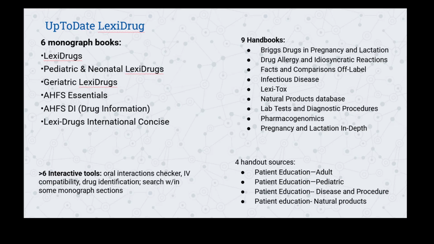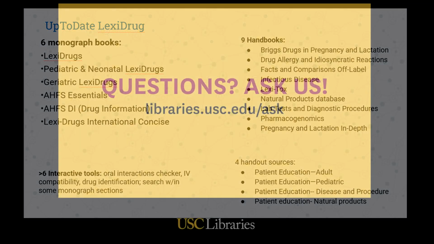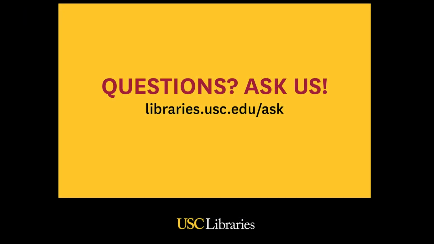Understanding the differences between information provided in a single compendia and its interactive tools, monograph books, handbooks, and patient education content in order to select an appropriate source for a specific question is a goal of pharmacy education. The easiest way to understand and differentiate between the sources in UpToDate Lexidrug is to try using them to answer drug questions and compare the length, depth, and language used in the sources you find. If you have further questions on accessing or using UpToDate Lexidrug, contact the USC libraries.